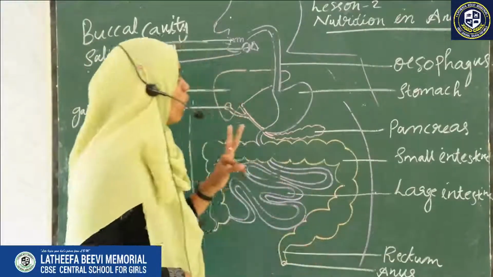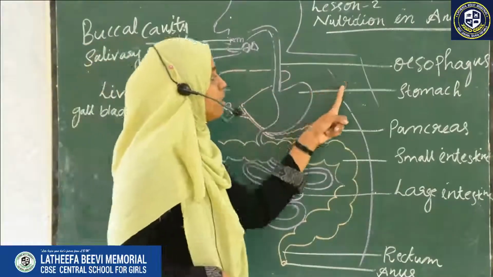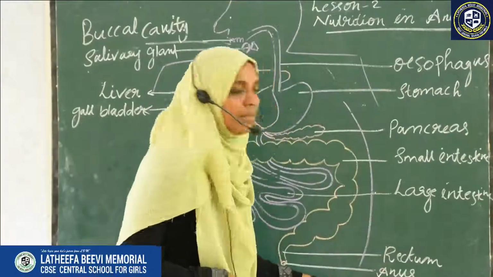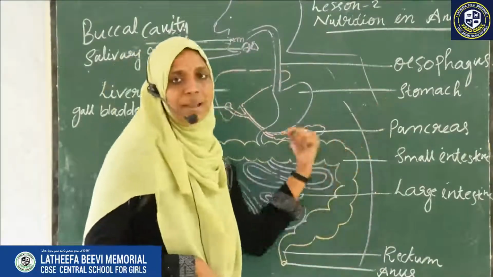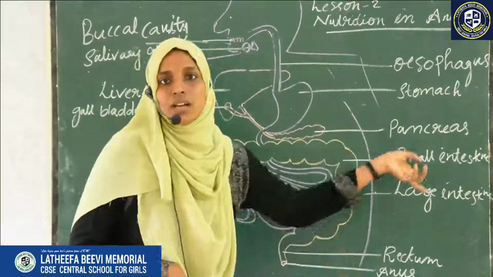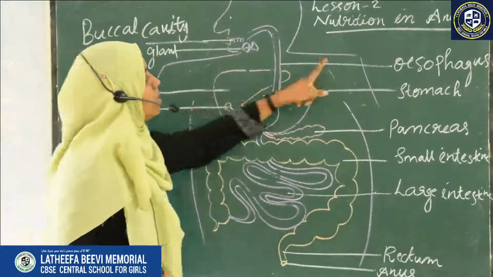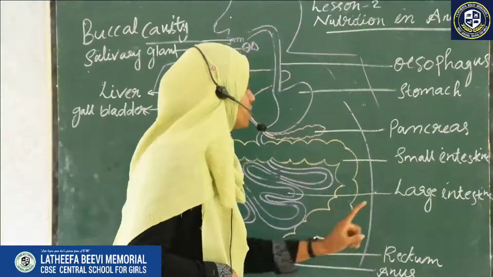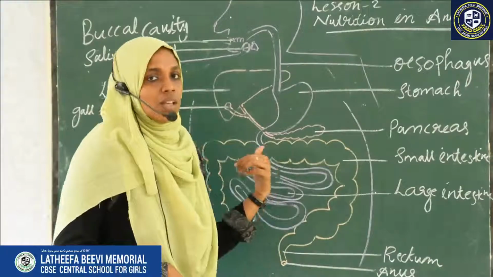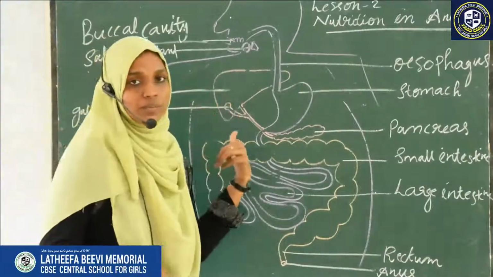Okay, so what are the parts in a digestive system? Buccal cavity, salivary gland, esophagus, stomach, pancreas, small intestine, large intestine, rectum and anus. Pancreas is a gland. The pancreas and liver are glands in the digestive system. Others are the parts of a digestive system. Hope you have understood the path of the food through the inside of our body.